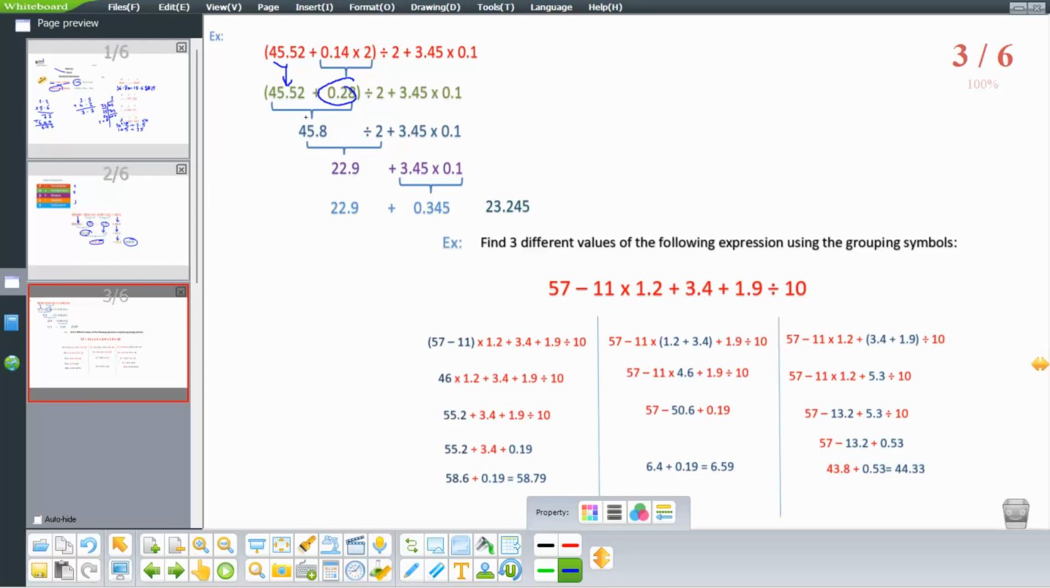Let's start with parentheses. It will be 45.8 divided by 2 plus 3.45 times 0.1. Okay, so we are going to divide first. It will be 22.9 plus, put this number as it is, then multiply 3.45 times 0.1. Okay, it will be 0.345, and this will be 22.9, and adding it will be 23.245. Okay.